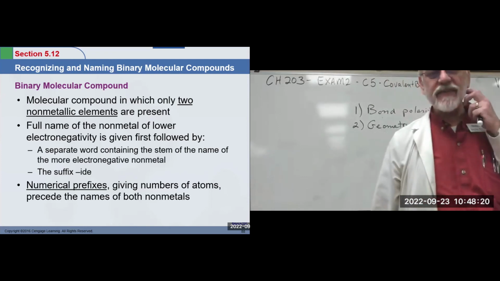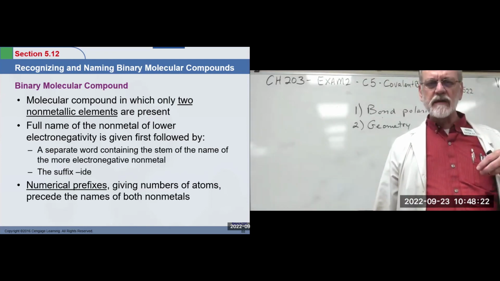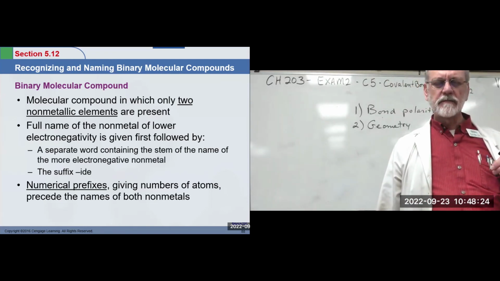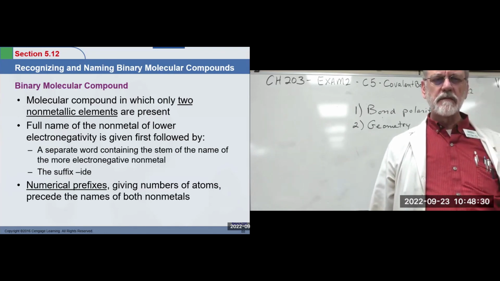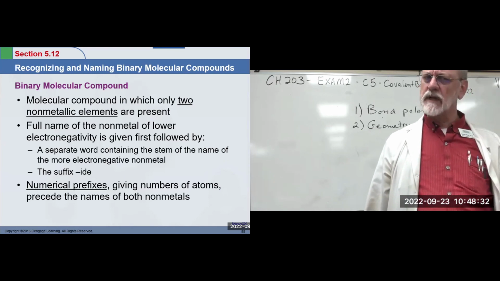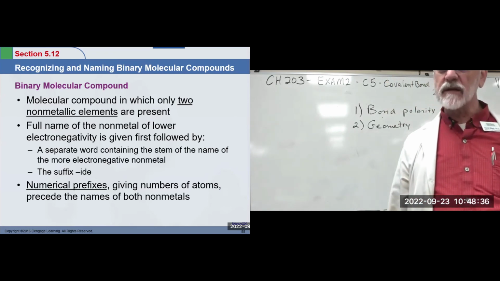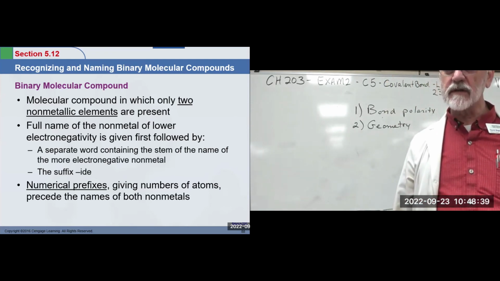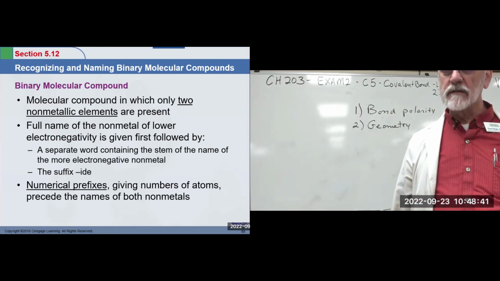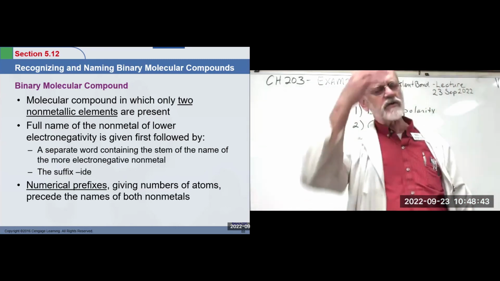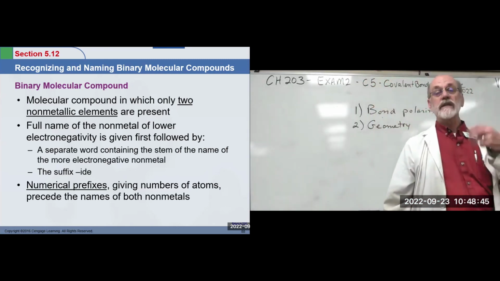This emphasizes the fact that when you're naming them, the full name of the non-metal of the lower electronegativity comes first. Yes, that's right. Lower electronegativity comes first.